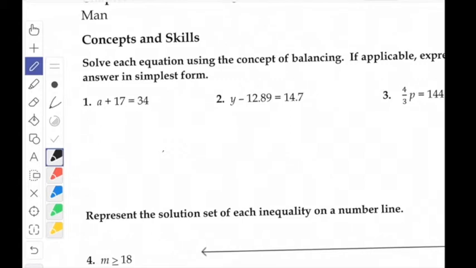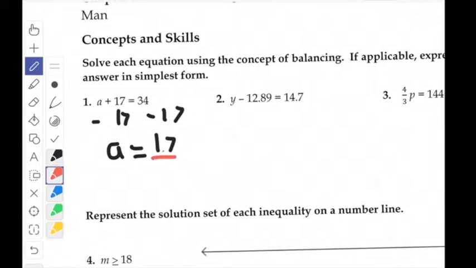So what I need to do is isolate the variable. To do that, I need to get rid of 17, and to do that is to do the inverse operation. So I see that it's adding, so we're going to subtract 17 on both sides of the equation. And when I do that, I have left a, because you want the variable by itself, equals 34 minus 17 is 17.